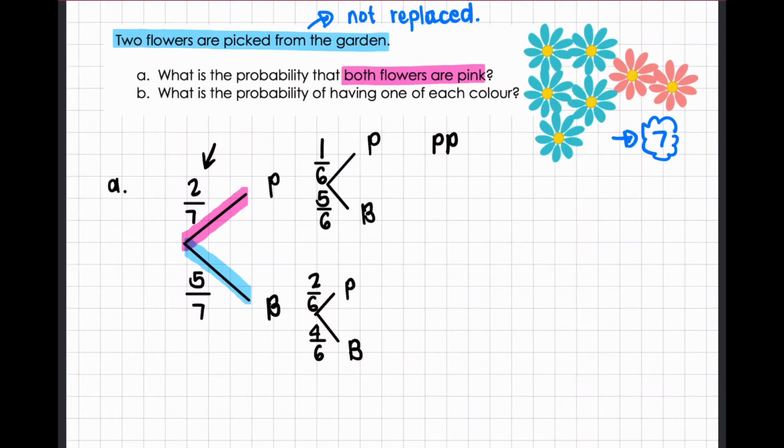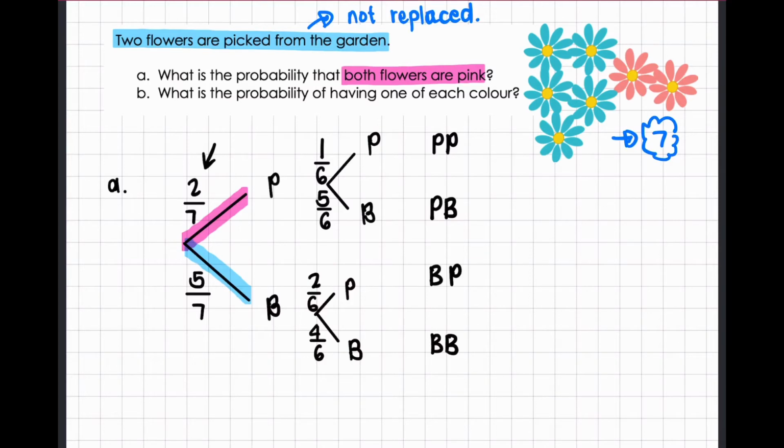My second outcome would be pink and blue, or I could have picked a blue flower and then a pink flower, or 2 blue flowers. So this is just listing my probability outcomes, the possible outcomes that I would have.